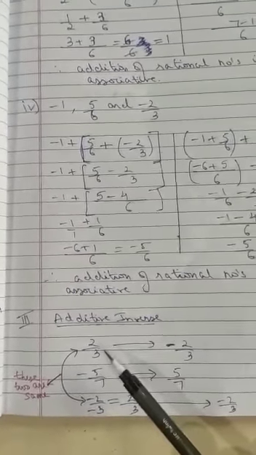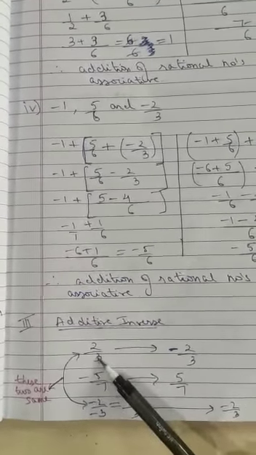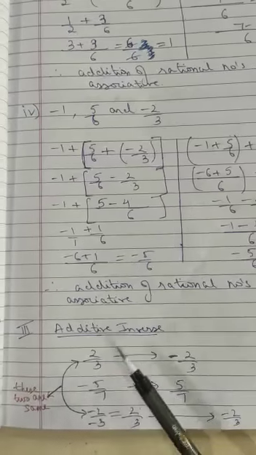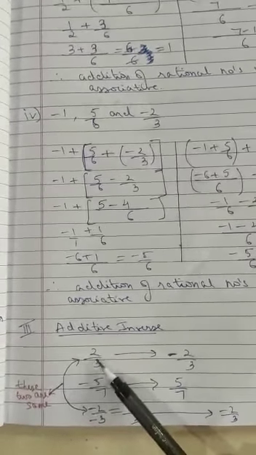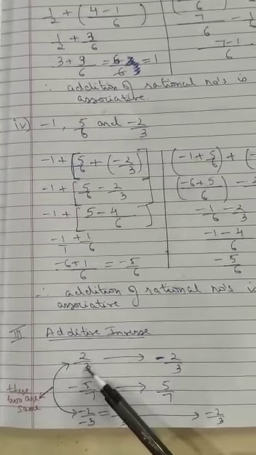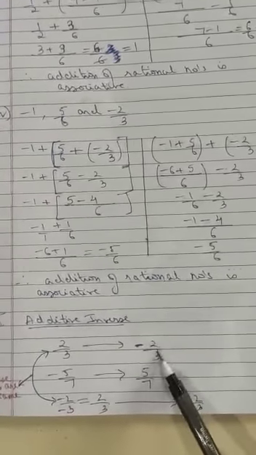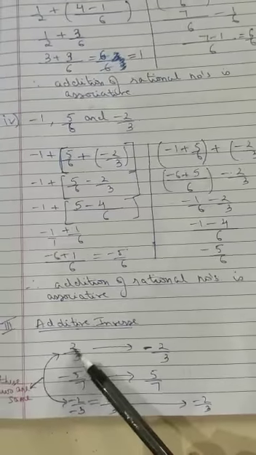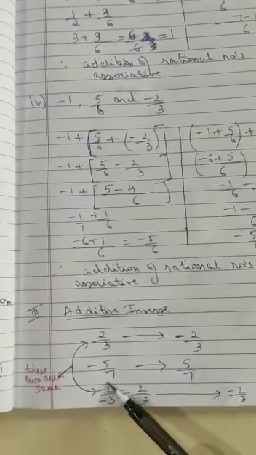Whenever we are asked to find the additive inverse of any rational number, we have to change the sign of that rational number. We have to simply put a minus sign before that rational number. Suppose the rational number is 2 upon 3, its additive inverse will be minus 2 upon 3. We have simply multiplied this number by a minus sign. Same thing we'll do here also.